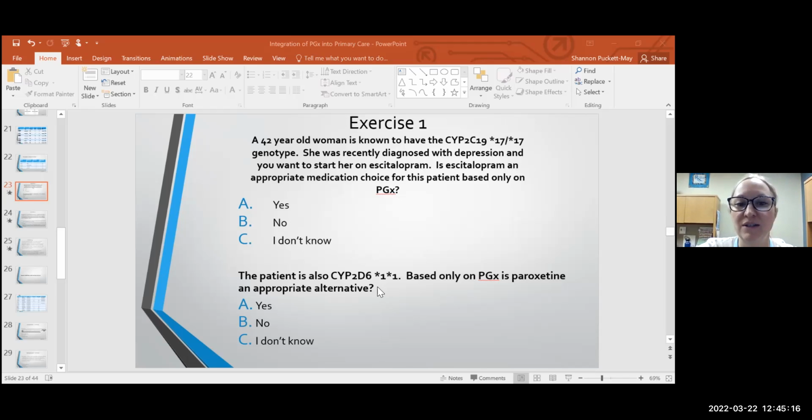But this patient is also a CYP2D6 star 1 star 1. Okay, this is really easy. Somebody should be able to answer this for me. What phenotype is a star 1 star 1? Dr. Guire is correct about ultra rapid for CYP2C19. But what's star 1 star 1?